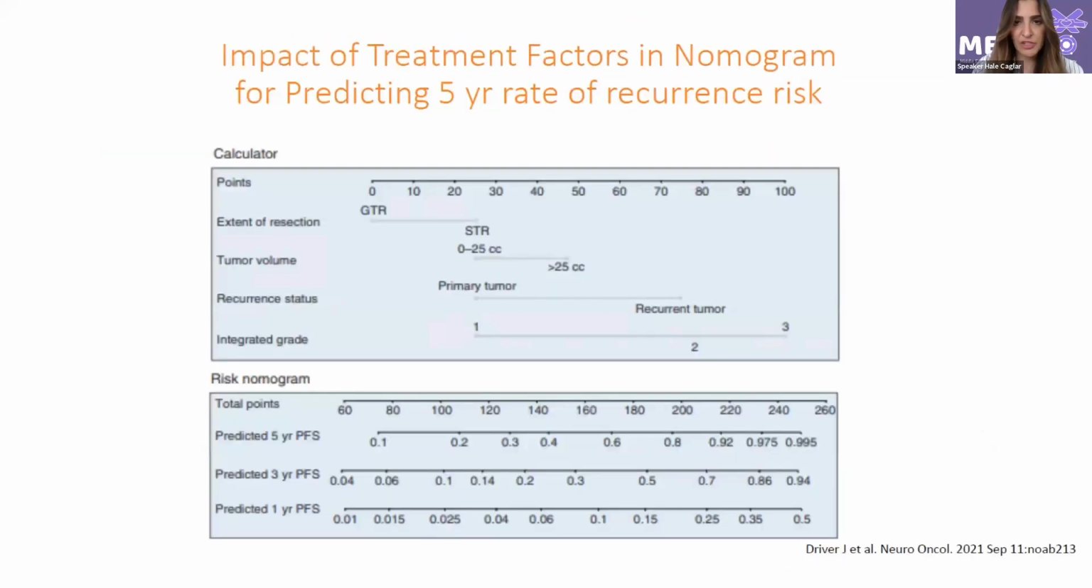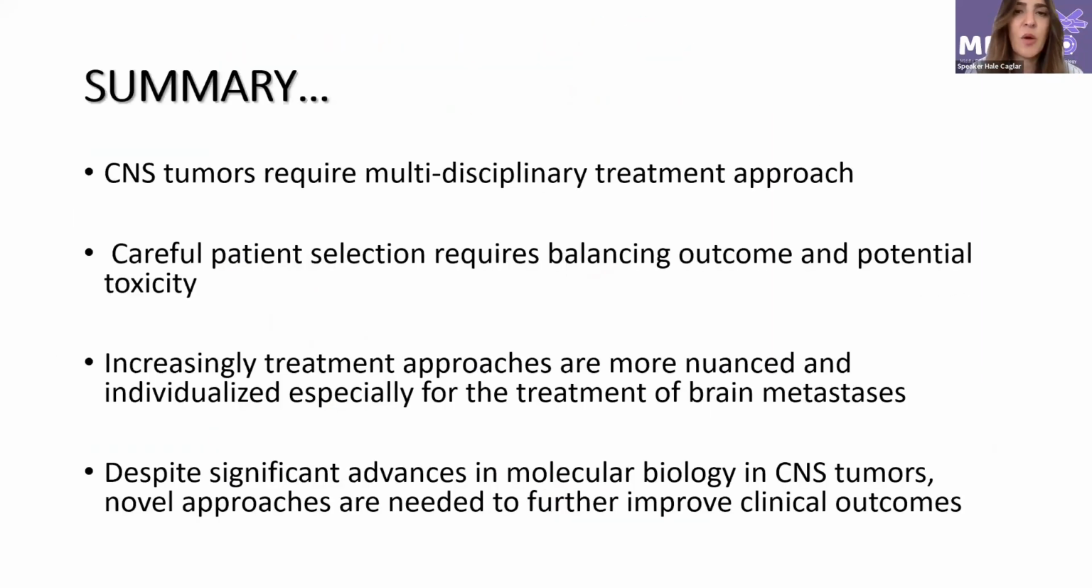So I'm skipping meningiomas, and as a summary, CNS tumors require a multidisciplinary treatment approach. Careful patient selection requires balancing outcome and potential toxicity. There are increasingly new treatment approaches, and we need to personalize those treatment approaches. Despite significant advances in molecular biology, we still need novel approaches, especially for tumors with bad biological prognosis.